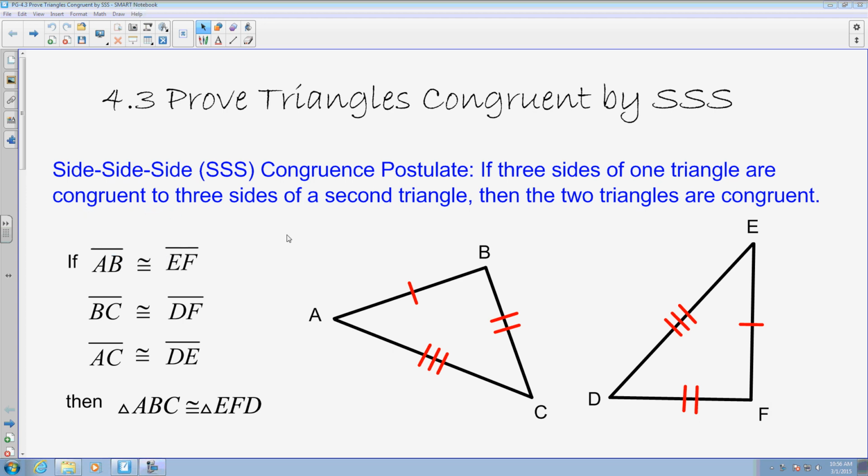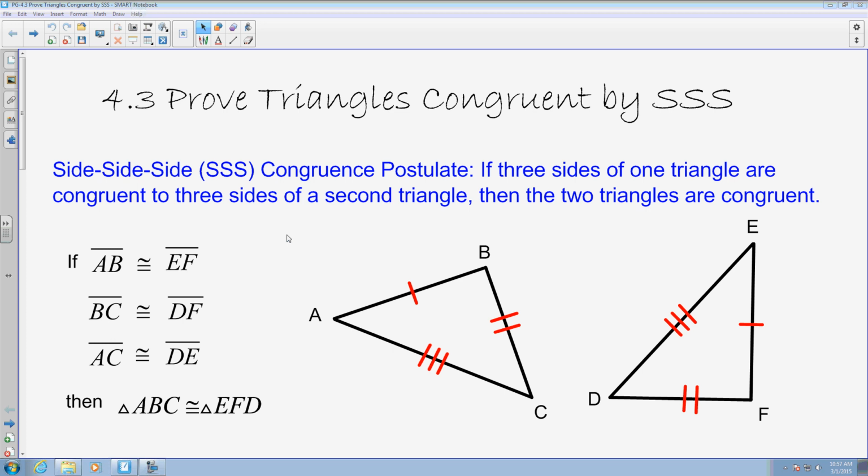Okay, we're in section 4.3 where we're going to prove triangles are congruent by what is called SSS, or side-side-side congruency. Side-side-side congruency by definition is if three sides of one triangle are congruent to three sides of a second triangle, then we can say that the two triangles are congruent because all three sides are.